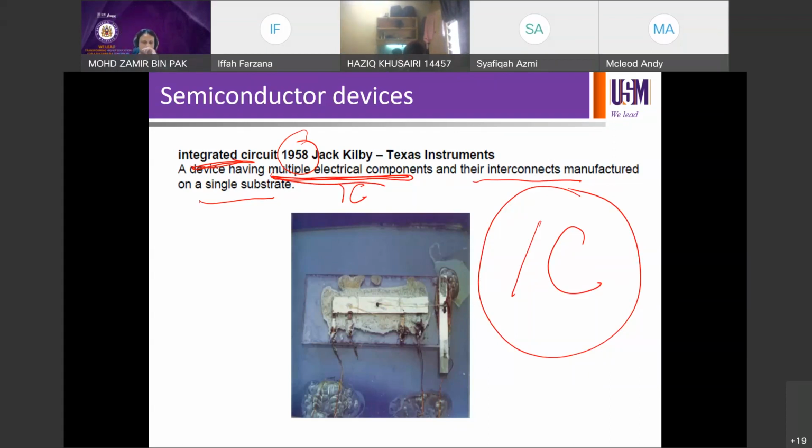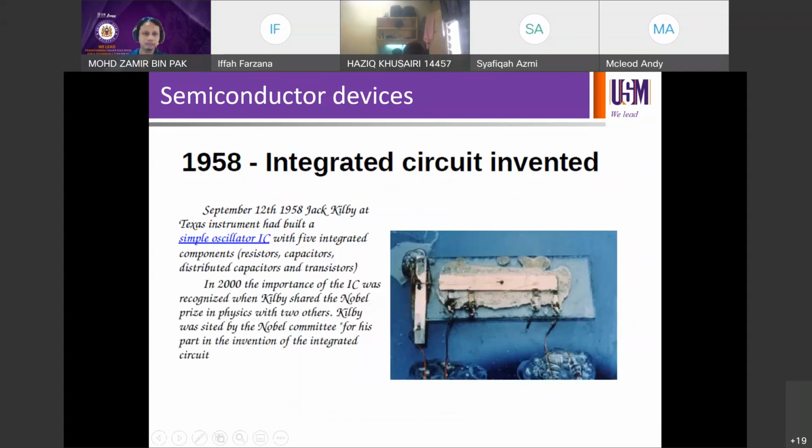Okay, and that's how it looked back in 1958, the first version of IC by Texas Instruments. So these are the details. You have resistors, capacitors, transistors. You can look at the invention there back in 1958.